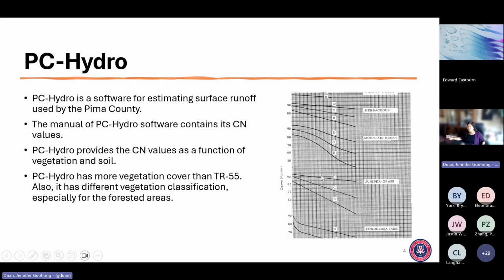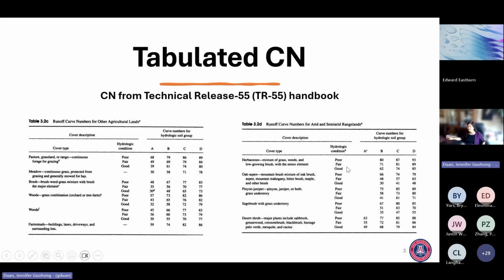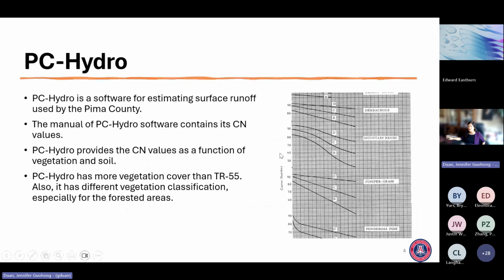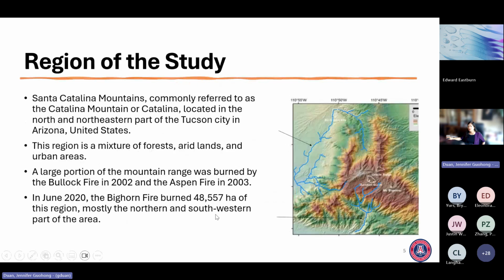And this is a continuous curve. The x-axis is the percentage of coverage: 10%, 20%, all the way to 80%. This means the curve number reduces with the increase of vegetation cover. But remember TR55: they don't have percentage, they have three categories: poor, fair, and good. So this is our county's continuous curve number.